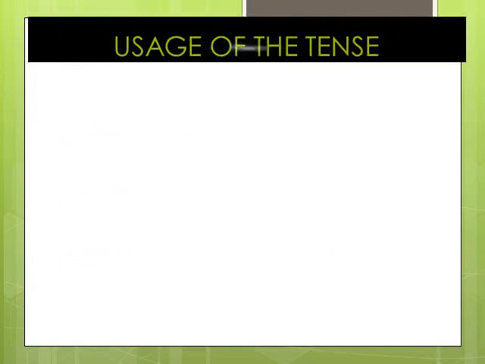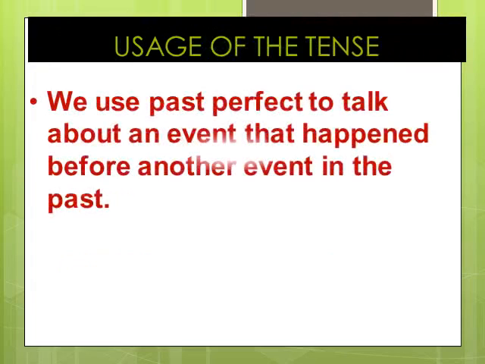Usage of the tense. We use past perfect to talk about an event that happened before another event in the past. It means we have two actions in the past. The first action we put it in the past perfect, and the second action we put it in the past simple tense.